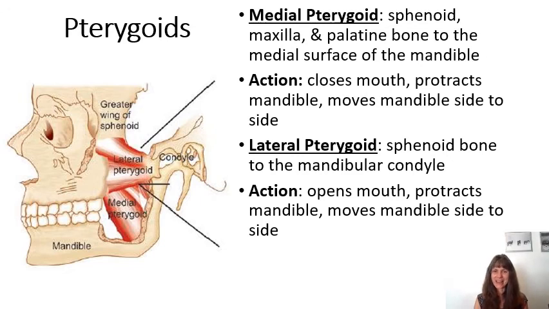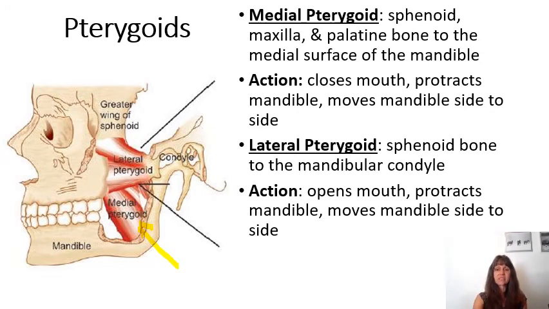The next muscles of mastication we're going to discuss are the pterygoids. There are medial and lateral pterygoid muscles. The medial pterygoid muscles originate on the sphenoid, maxilla, and palatine bones and insert on the medial surface of the mandible. So their action is to close the mouth, protract the mandible, and move the mandible side to side, which is referred to as lateral excursion.